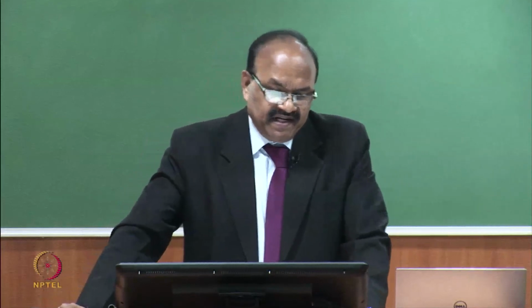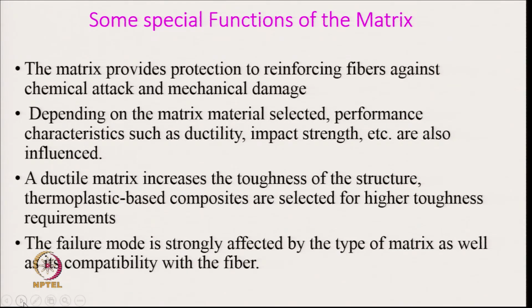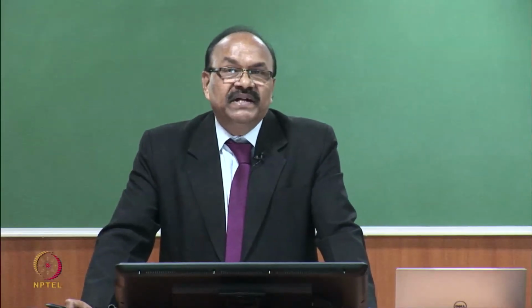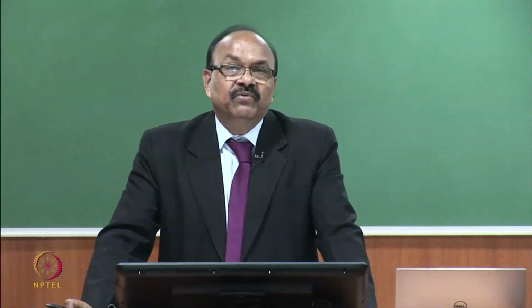There are some special functions of the matrix. The special functions are: matrix provides protection to the reinforcing fiber against chemical attack and mechanical damage. Depending on the matrix material selected for producing a particular composite, the performance characteristics such as ductility, impact strength or tensile properties etc. are also influenced substantially. For example, a ductile matrix increases the toughness of the structure. Thermoplastic based composites are selected for higher toughness requirements. The failure mode is strongly affected by the type of matrix as well as its compatibility with the fiber.